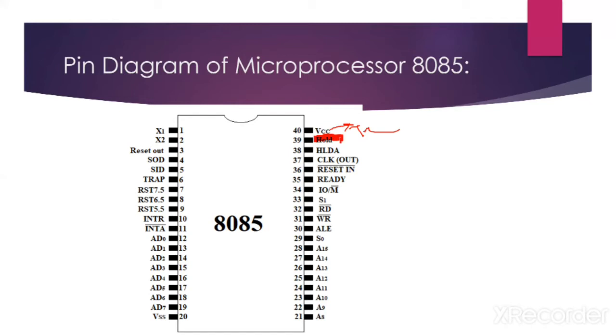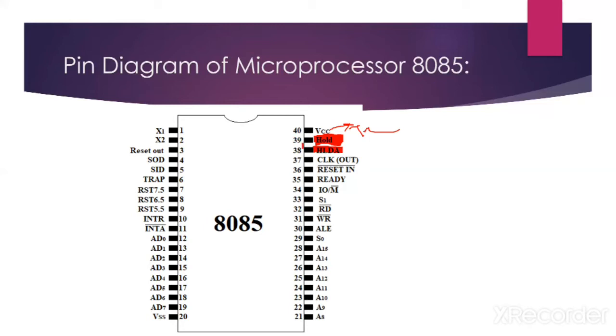Means hold is only a request for address or data buses from the peripheral devices. Next pin is HLDA, that is hold acknowledgement. It is a signal for hold acknowledgement. A HLDA output indicates to a peripheral that a hold request has been received and that the microprocessor will relinquish control of buses in the next clock cycle. After the removal of hold request, HLDA goes low.